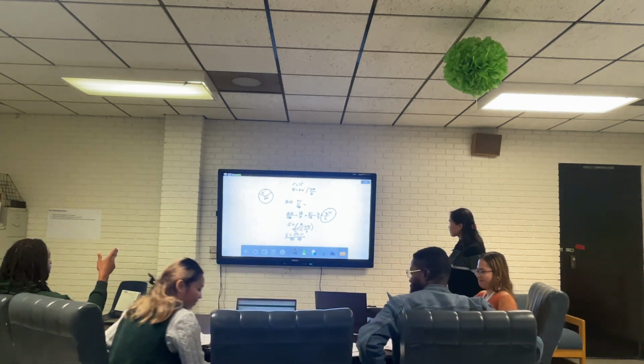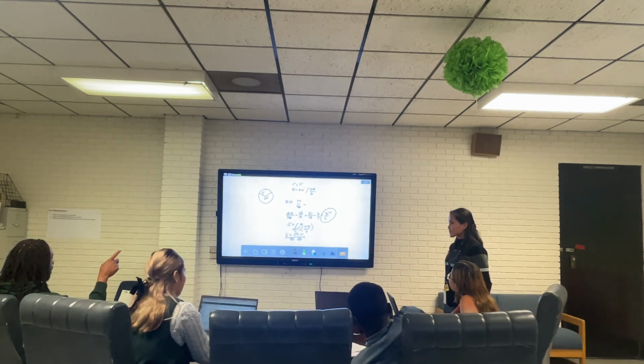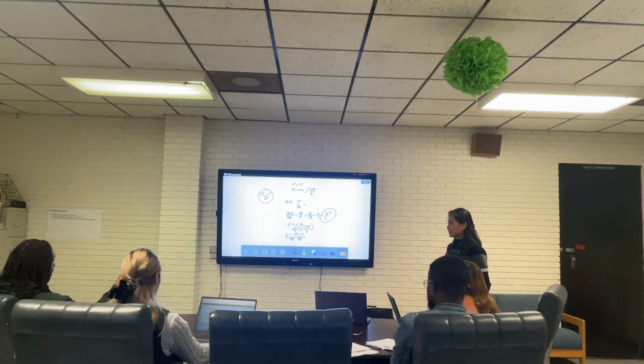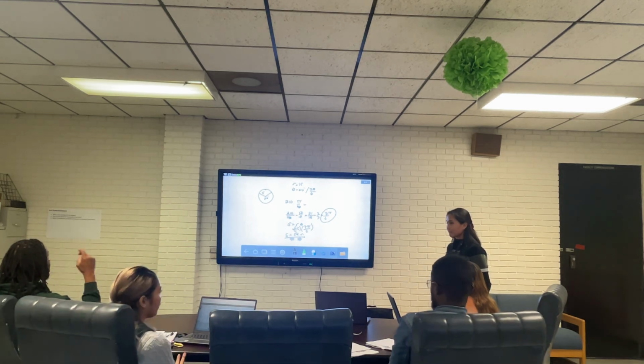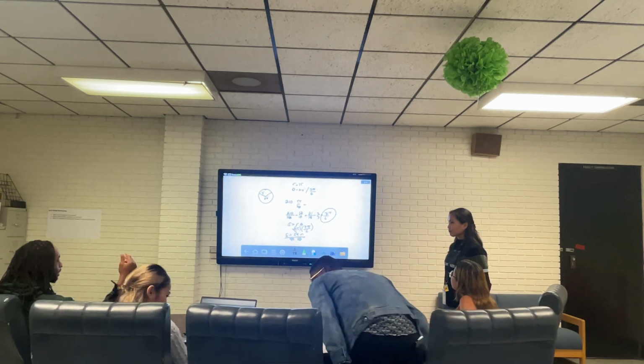I like the way you did the misconceptions. I actually like this example as well because it adds a step of the degree to radian part, and then you can identify another issue that they're particularly having.